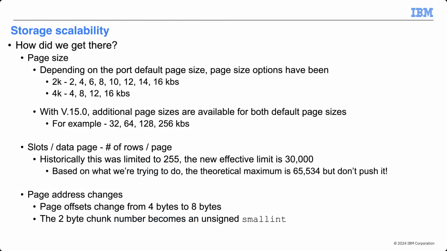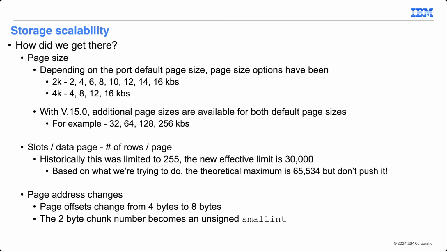Page size. Depending on what your page size is today, you could have had anywhere up to a 16 kilobyte page size. In version 15, we have significantly increased that page size. So you now have the option of using a 32, 64, 128, or 256 kilobyte page size. Now there's positives and negatives to that. Just because you've got more doesn't mean it's better, and I'll talk about that in just a second. But you can now store larger rows or more of your larger rows in fewer pages because you can utilize these larger page sizes.